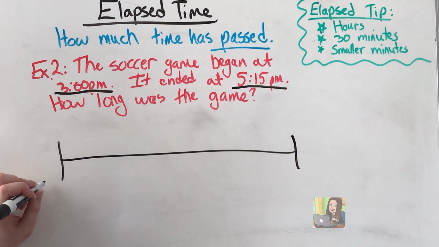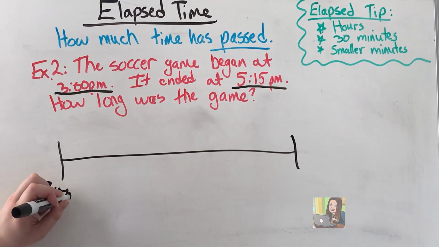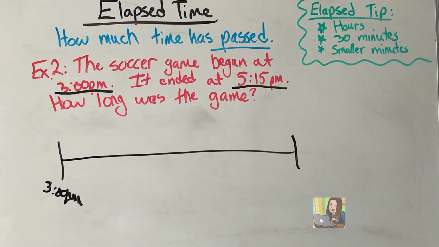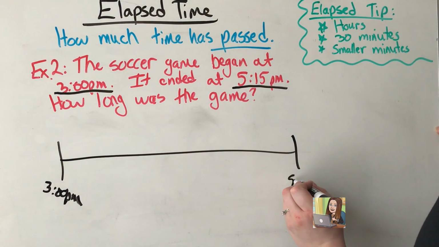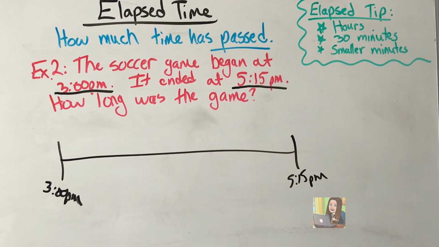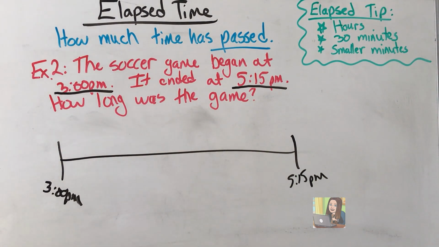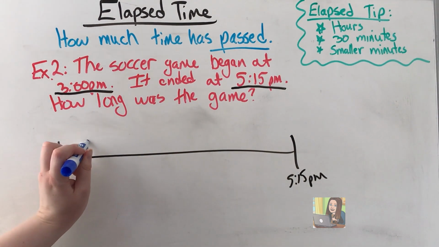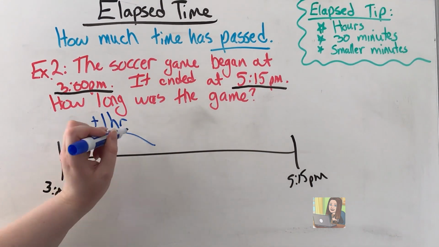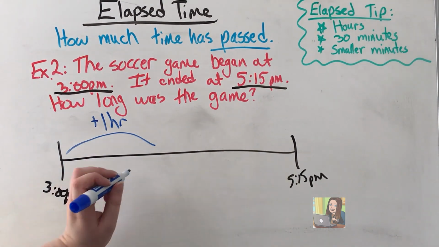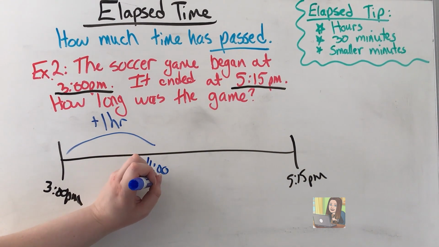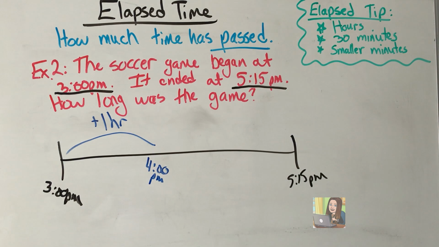Well, I have my start time at 3 p.m. and I have my end time at 5:15 p.m. This time, I'm looking for what's in the middle. I don't know this area. Let's start adding, remembering to use our biggest intervals first. Let's add an hour. Plus 1 hour. 3 o'clock plus 1 hour gets me 4 o'clock. But I'm not quite there yet, so I have to keep adding. I didn't make it to 5:15 yet.